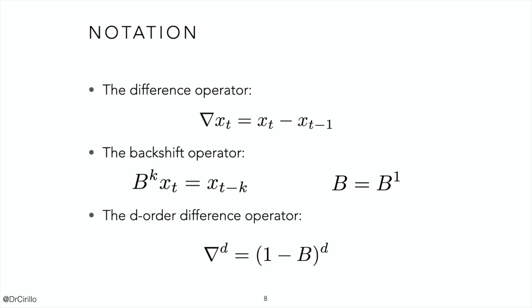The backshift operator that we indicate with capital B, conversely, is such that B is equal to B to the power 1, and B to the power k applied to a quantity xt transforms xt in xt minus k, so that if I just write B xt, this is xt minus 1. In other words, we can always write the nabla operator as 1 minus B. And in fact, by looking at this, we can write the d-order difference operator, nabla to the power of d, as 1 minus B to the power of d.